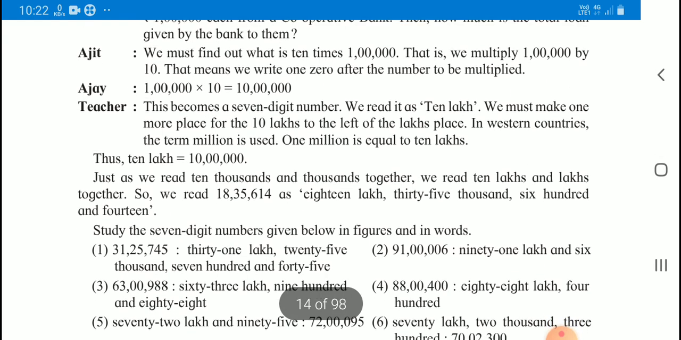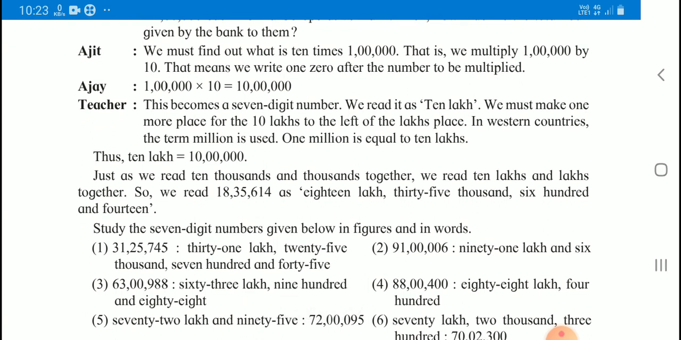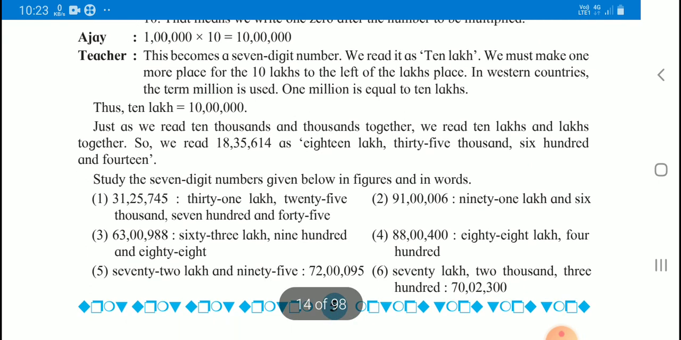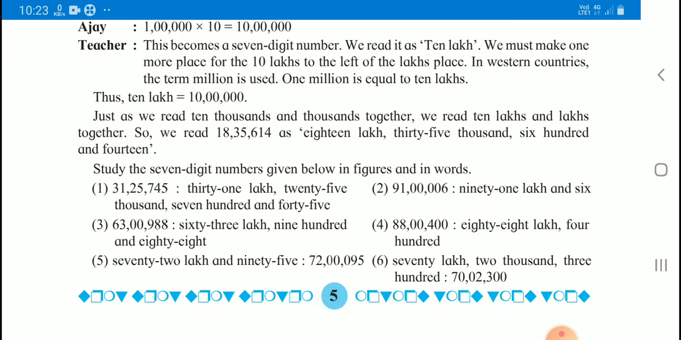We must make one more place for the 10 lakhs to the left of the lakhs place. In Western countries, the term million is used. 1 million is equal to 10 lakhs. Thus, 10 lakh is equal to 1 0 0 0 0 0 0. Means on 1, 6 zeros are there. 10 lakh means 1 million. Keep in mind, just as we read 10,000 and thousands together, we read 10 lakhs and lakhs together.